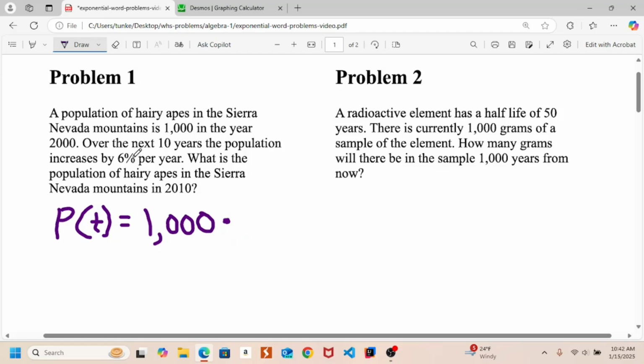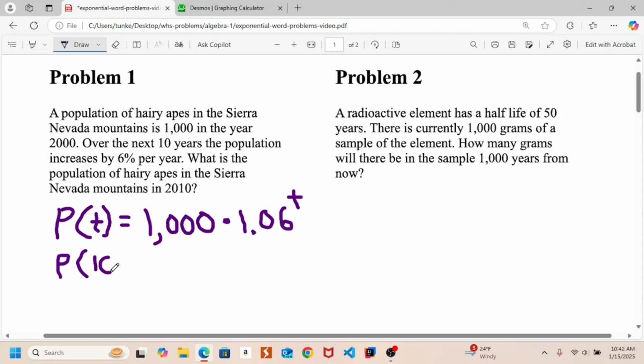If the population were just staying at 100% of what it was, that would be times 1. But if we want to increase by 6%, that's 0.06 in addition to the 1. So we're going to multiply by 1.06. And if we do time in years, we'll raise that to the t power, because they increase by 6% per year.